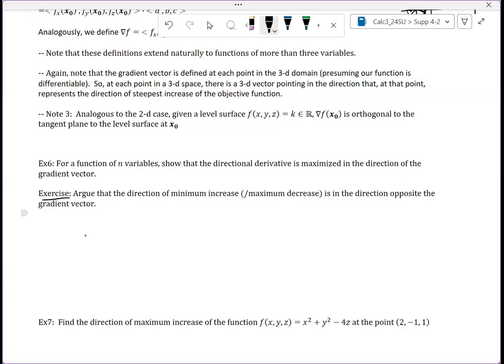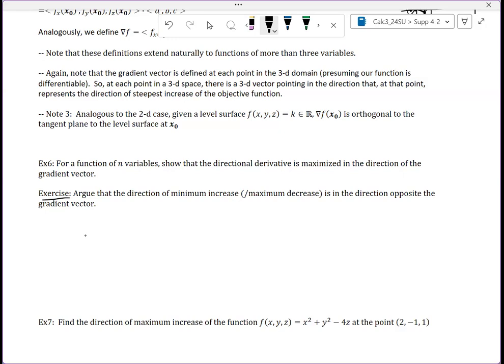And then as an exercise, argue that the direction of minimum increase, or maximum decrease, is in the direction that's opposite the gradient vector. The hill analogy doesn't work so great here because we're in 3D, but pretend for a second that instead of finding the steepest slope up the hill, I want to find the direction where I lose height as quickly as possible, the downhill direction. Argue, as an exercise, that this direction is opposite the gradient vector.